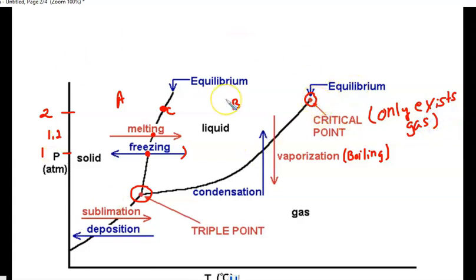So I want you to be able to read a phase diagram graph. So if these words were not on there, super easy. And that's what your attendance questions are going to be on, being able to read a graph.